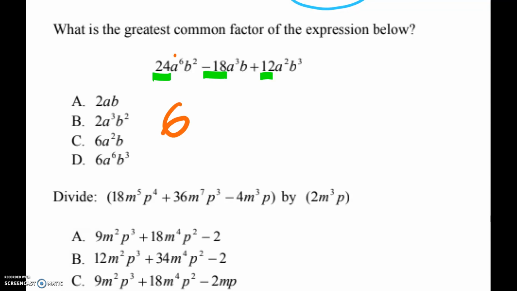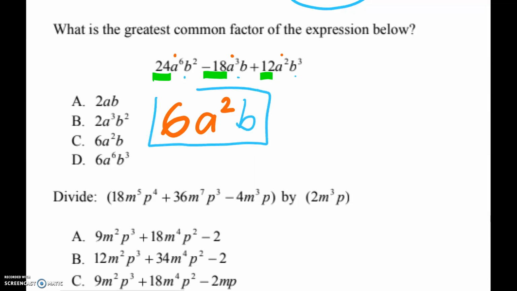Now observe the a to the 6th is here, a cubed is here, a squared is here. A squared is the greatest common factor. They are all divisible by a, but you can also divide them by a squared. And finally, b squared, b and b cubed. B is the greatest common factor. So my answer is 6a squared b.